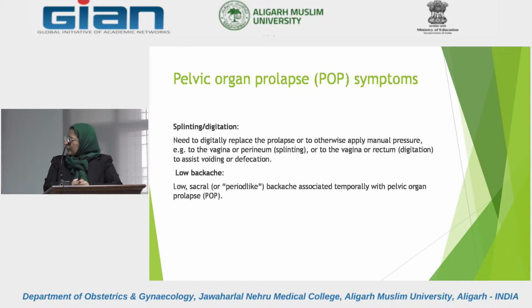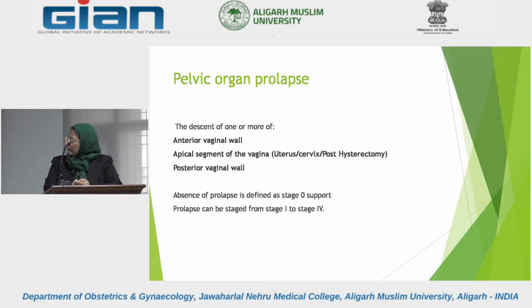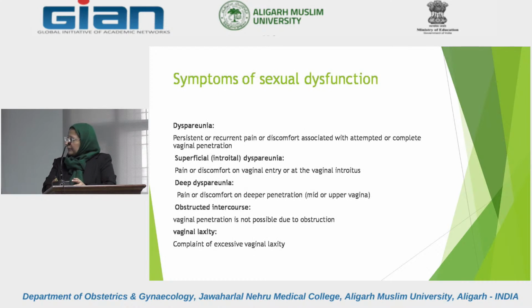So, what is the actual prolapse? The descent of one or more of anterior vaginal wall, apical segment of the vagina, which could be uterus, cervix, or post-hysterectomy, or posterior vaginal wall. Absence of prolapse is defined as stage 0 support. Stage 0 means normal. We are not talking about stage 0 of POPQ or 0.0 of POPQ. That is very different. We are talking about stages of normal anatomy. So 0 means normal anatomy when we are classifying prolapse. Prolapse can be staged from stage 1 to stage 4. This is not about the classification of prolapse, it is only symptoms.